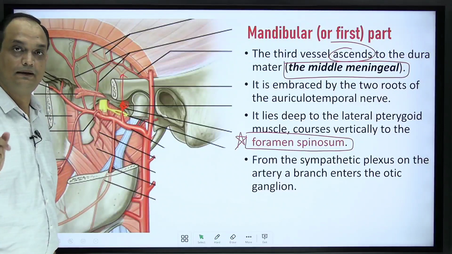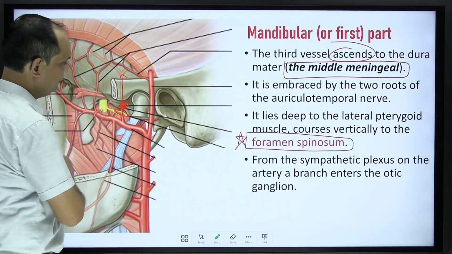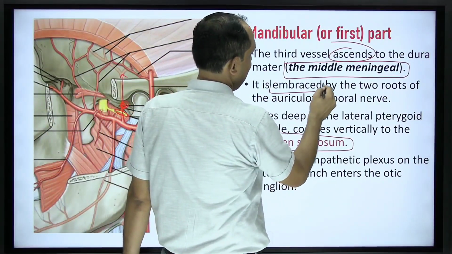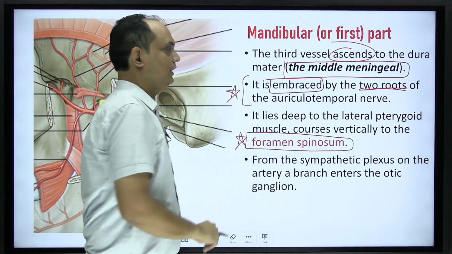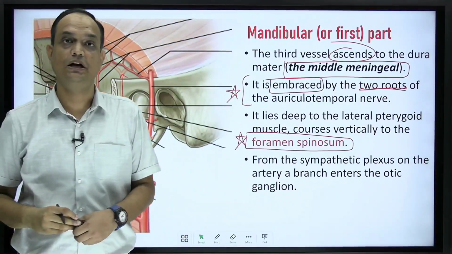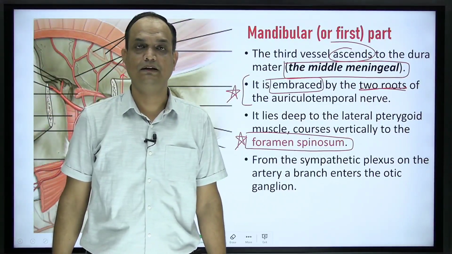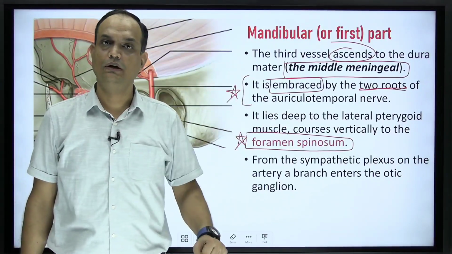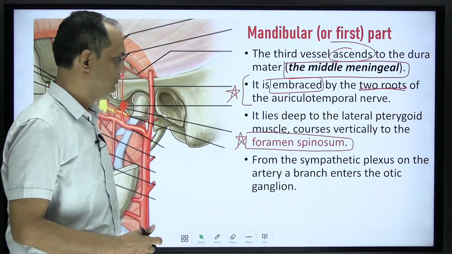the inner aspect. But the important thing is that there is a loop of auriculotemporal nerve. So it is embraced by the two roots of this auriculotemporal nerve. So what are the important questions about the middle meningeal artery which you have to keep in mind? First, it is a branch of the first part of maxillary artery. Second, it is embraced by the roots of auriculotemporal nerve. Third, it enters through the foramen spinosum.